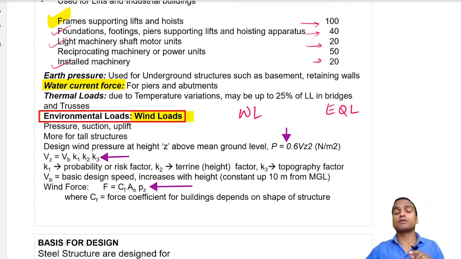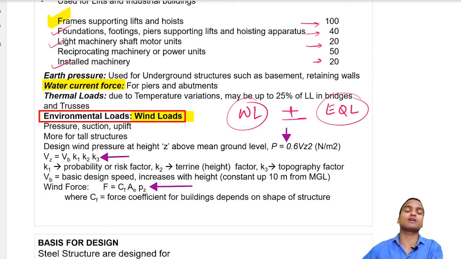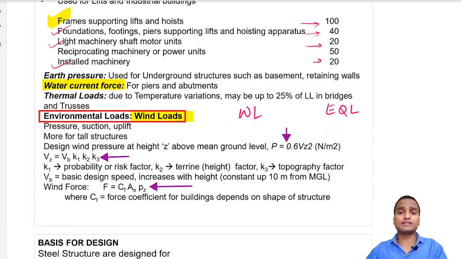You must remember, when we do the load combination, we never add these two loads or subtract these two loads together. Either we have to use wind load or we have to use earthquake load. Both wind load and earthquake load never act simultaneously. So the wind load is very important when we have to calculate the pressure, suction and uplift forces on the structure.